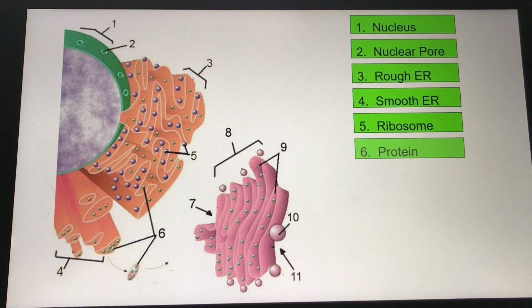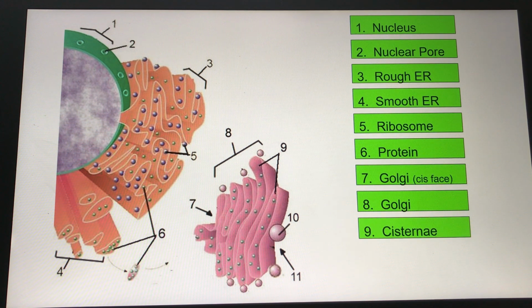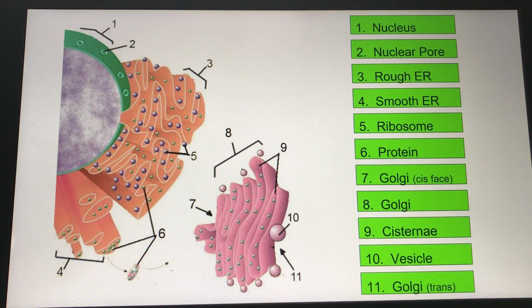All right, number 6 would be little proteins being made. Those little green dots next are packaged into a little vesicle and they go to the Golgi apparatus, the cis face. They move through the Golgi. These little membranes in the Golgi are labeled cisternae, and then they are packaged in vesicles again on the Golgi's trans face.